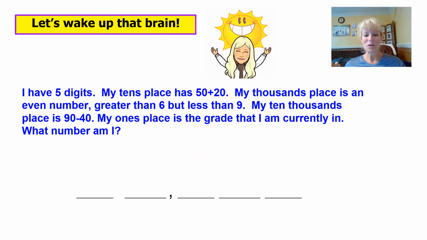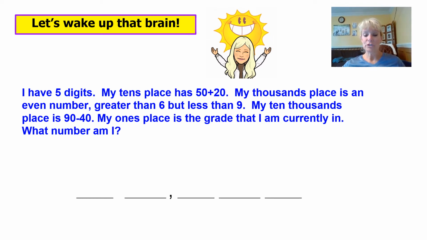All right, another one, we practiced this a little while ago too. So I have 5 digits. Notice that I've got 5 spaces. My tens place has 50 plus 20. My thousands place is an even number greater than 6 but less than 9. My 10,000s place is 90, take away 40. My ones place is the grade that I am currently in. What number am I? Pause the video, come up with the number, and of course, come on back and I'll go over it with you.